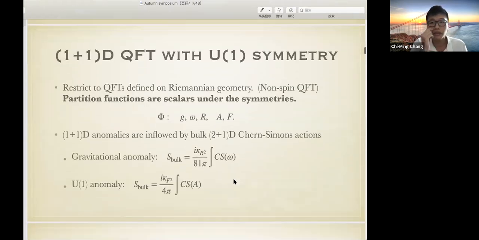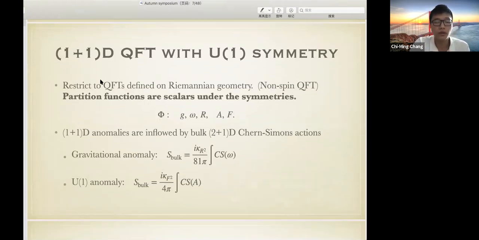Now let's consider a more specific case: a 1+1 dimensional QFT with U(1) symmetry. We will restrict the QFT to be definable on Riemannian geometry. What I really mean is that I consider non-spin QFT. In this case, the partition function will transform like a scalar. I mean, the anomaly just generates a phase.